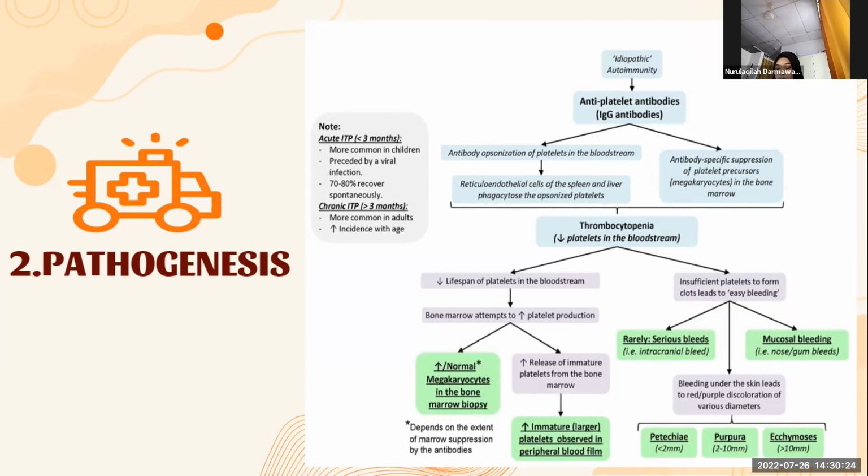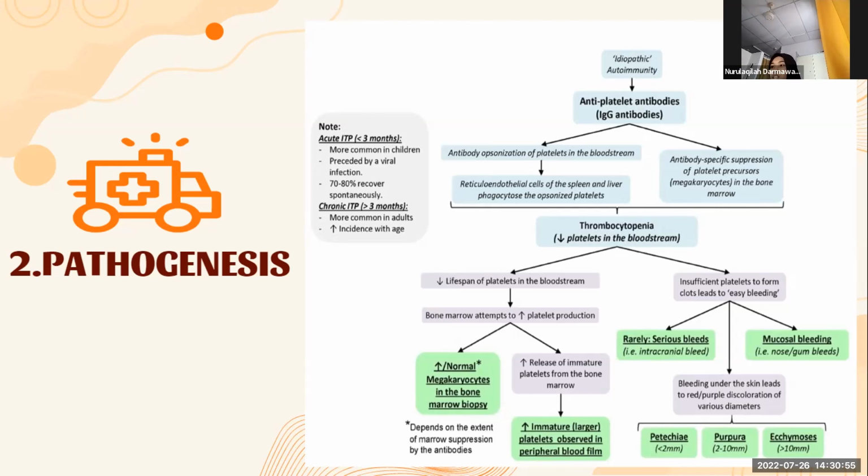And in some cases, the antibody may also react with the developing megakaryocyte, which is a platelet precursor. So this can also lead to decreased production of platelets, leading to thrombocytopenia. So what happens when there is thrombocytopenia? This will reduce the lifespan of the platelet in the bloodstream, and then our body, mainly in the bone marrow, will attempt to increase platelet production.